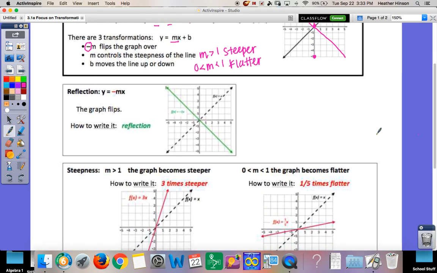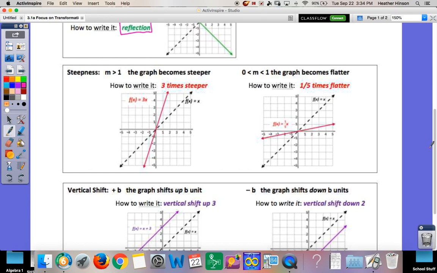Okay, so when you're looking at negatives on your slope, negatives on the slope are going to flip the graph. So just like I drew up there, the regular graph is supposed to go up, the parent function. But if it's negative, it's going to turn around and it's going to go down. It reflects it. So how we write that is all we do is write reflection. Anytime you see negative on your slope, you're going to write reflection. Not negative on the y-intercept, but negative on your slope, on the m. We write reflection. Just like we talked about a second ago.